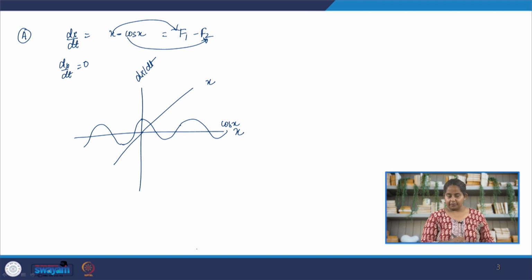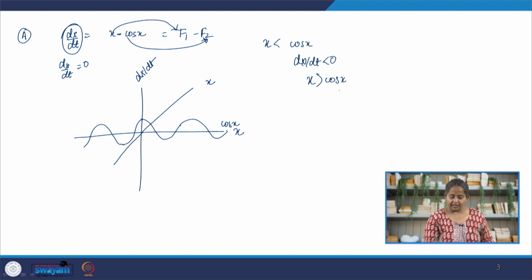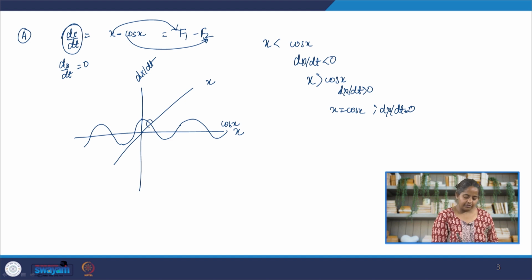Now here is the thing, whenever x is less than cos x, dx by dt is going to be negative. Whenever x is greater than cos x, dx by dt is going to be positive. Whenever they are equal, dx by dt is going to be 0. So, where are they equal in this graph? They are equal at the intersection point. So, here I know I have my fixed point.